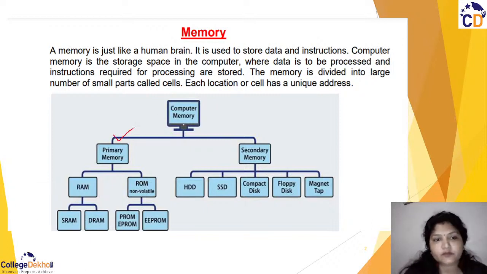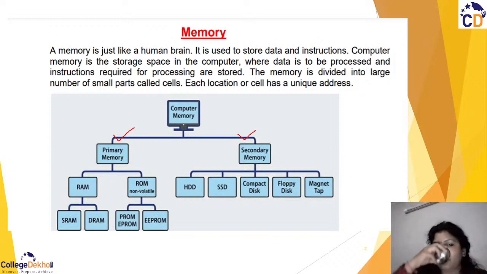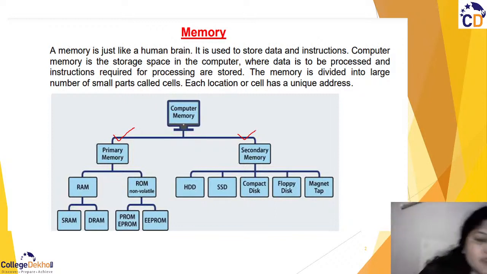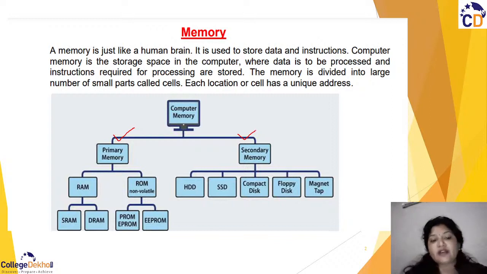So basically our computer memory is divided into two types of memory: primary and secondary. Primary is again divided into RAM and ROM. RAM is static RAM or dynamic RAM. And ROM again has a number of types as well: PROM, EPROM, EEPROM. So according to usage, we use different types of memory.